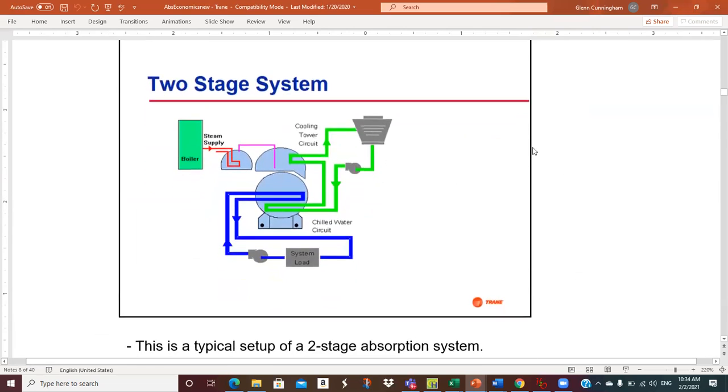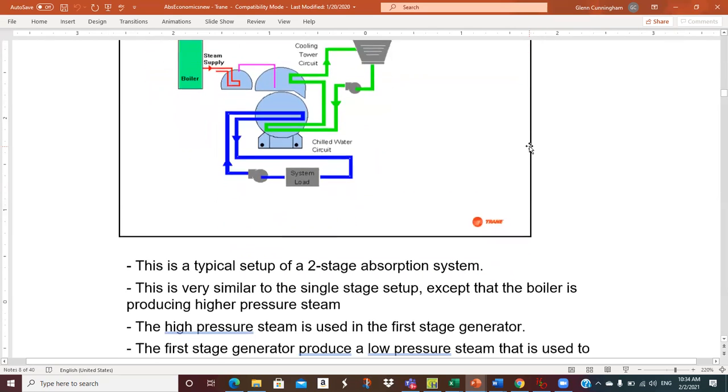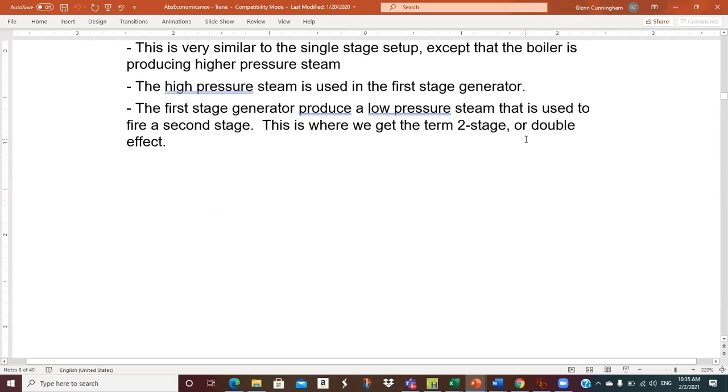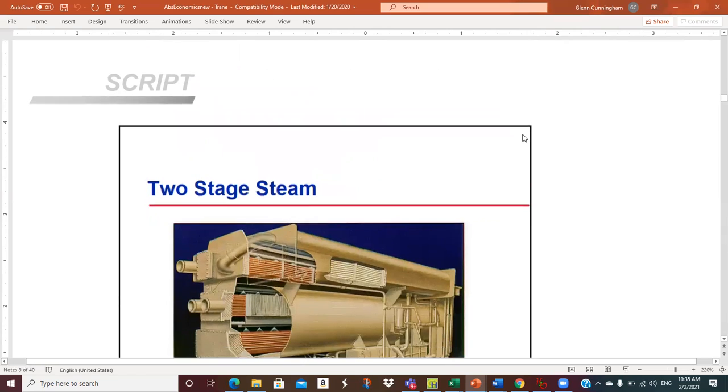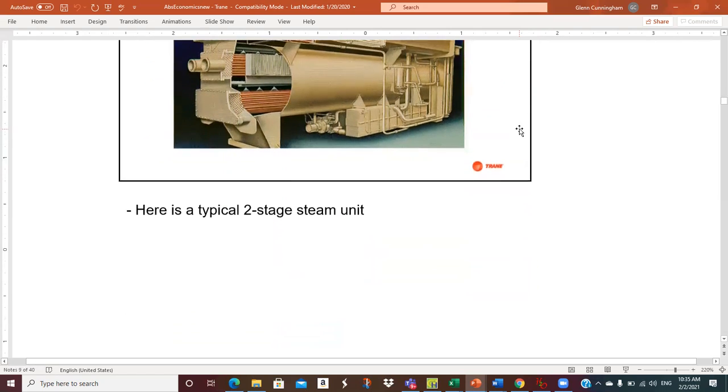Okay, and this just shows another one of these little diagrams. Pretty much the same thing. It's just a more expensive, more complex chiller. There's a picture. Yeah, it looks like it's getting more complicated, doesn't it? For sure.